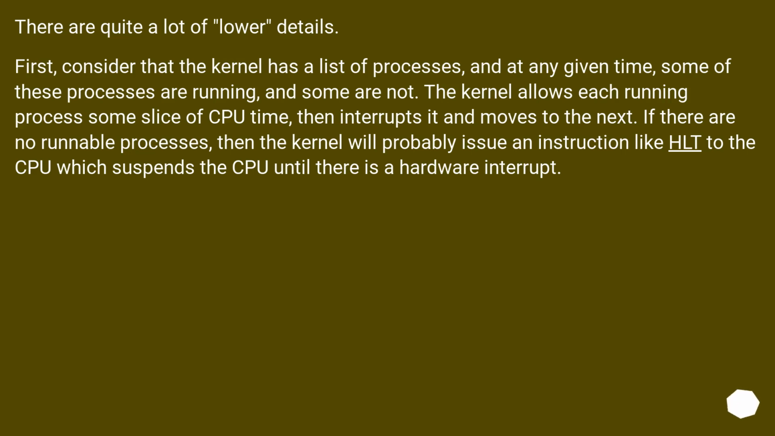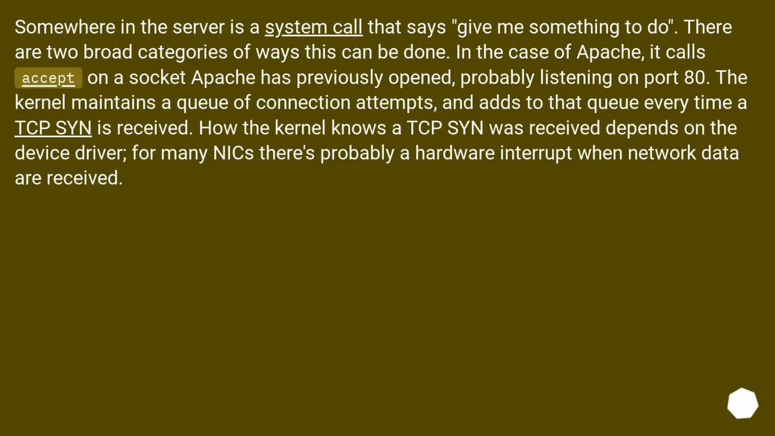First, consider that the kernel has a list of processes, and at any given time, some of these processes are running, and some are not. The kernel allows each running process some slice of CPU time, then interrupts it and moves to the next. If there are no runnable processes, then the kernel will probably issue an instruction like HLT to the CPU, which suspends the CPU until there is a hardware interrupt. Somewhere in the server is a system call that says give me something to do. There are two broad categories of ways this can be done.